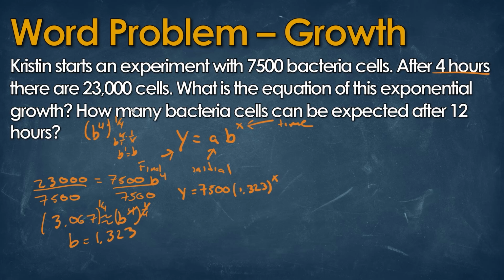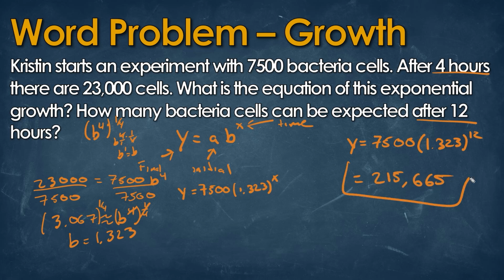So now that second part of the equation says what happens after 12 hours? How many cells are we going to have? So we can plug that into our equation now. So we'd have 7,500 of 1.323 raised to the 12th power. And if you use your calculator to solve that, you would have a total of 215,665 bacteria cells. And that'll be your final answer.